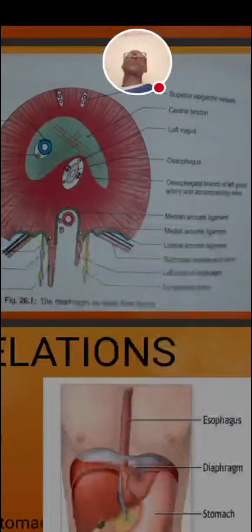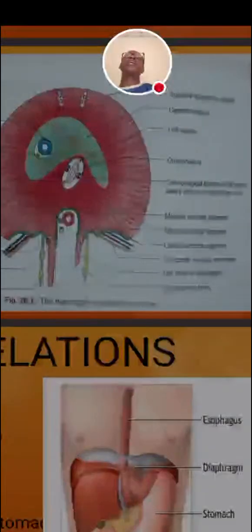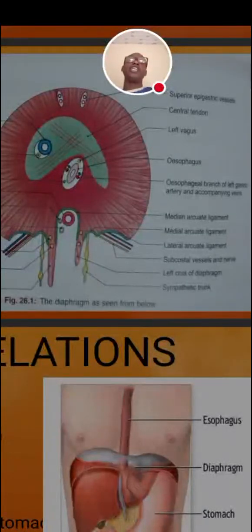That opening, we call it the Morgagni space or Morgagni foramen. Larry's space is the other one. Morgagni foramen, and Larry is called Larry's space.